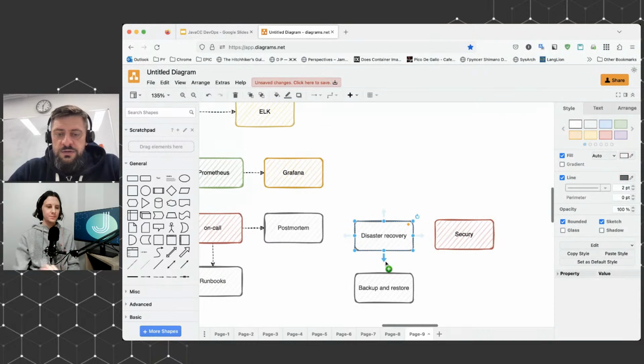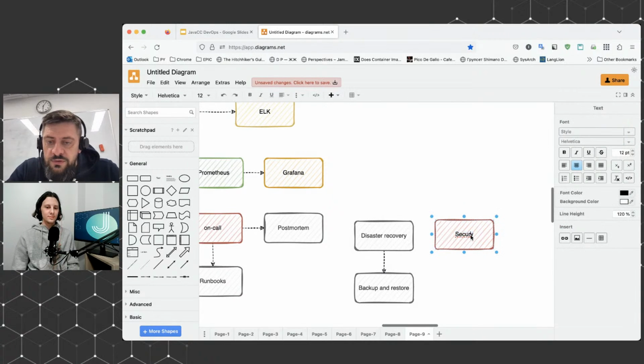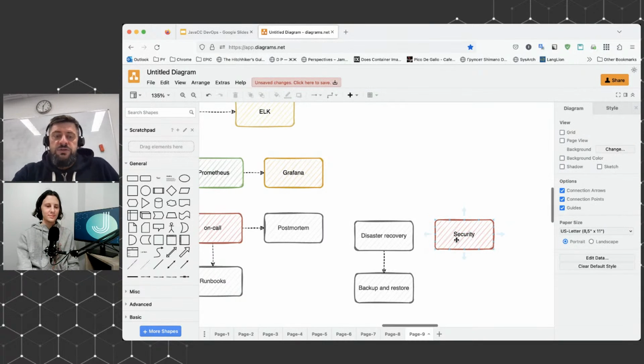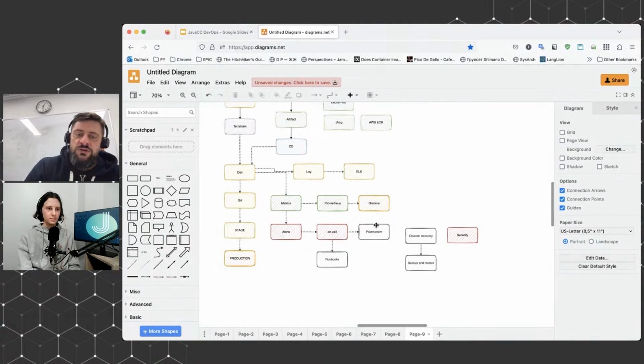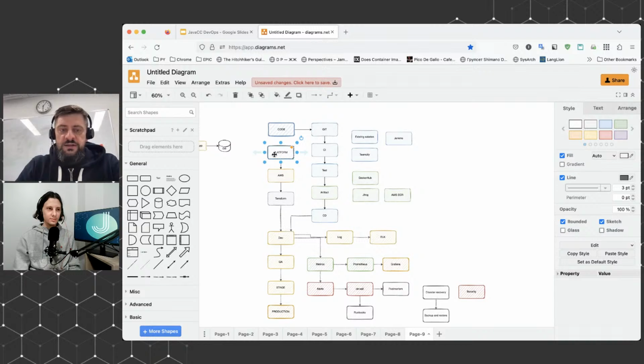So, another domain is disaster recovery and security. Security. I mean, DevOps are responsible for security of the infrastructure and for checking that your code is secure. So we need to implement some special methodologies and run some special tools. We are not going to talk about it in detail.